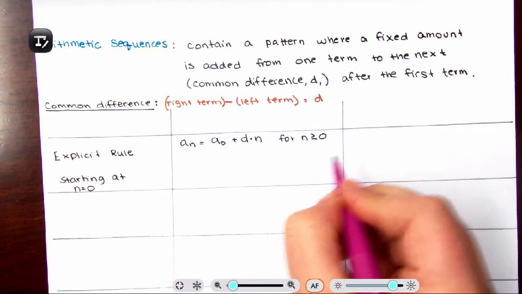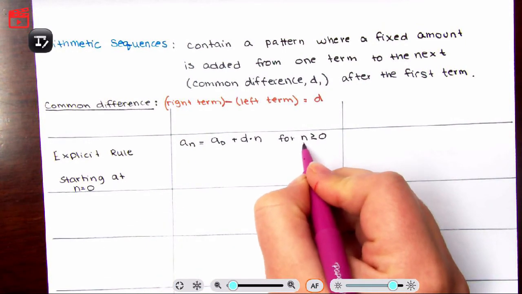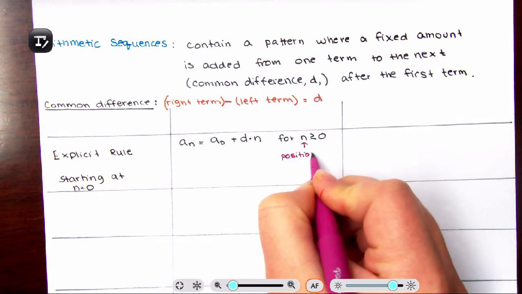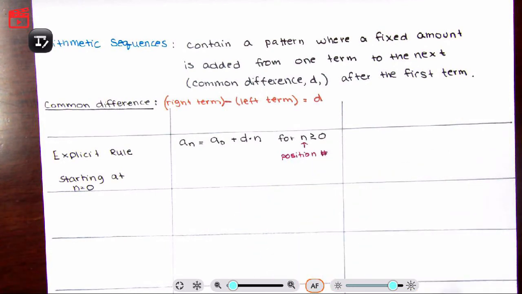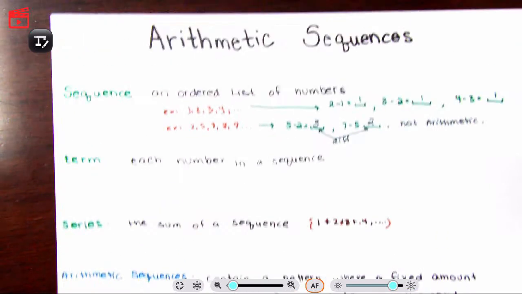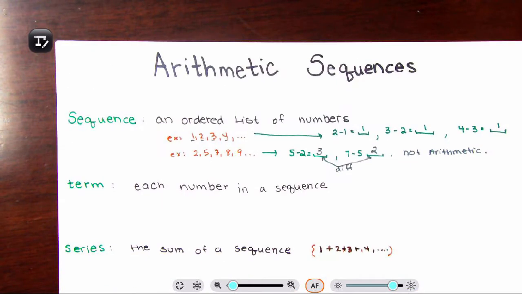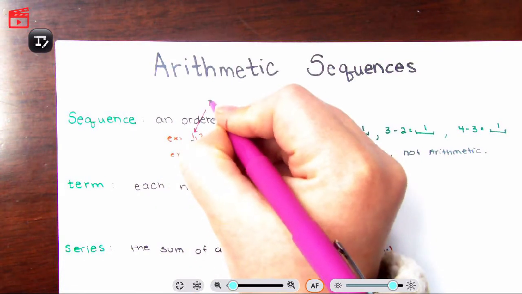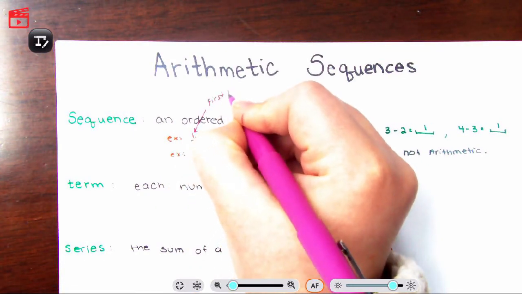Just to let you know, this n right here represents the position number. So for example, let's go back to our example here. This number here, this 1, is in the first position.